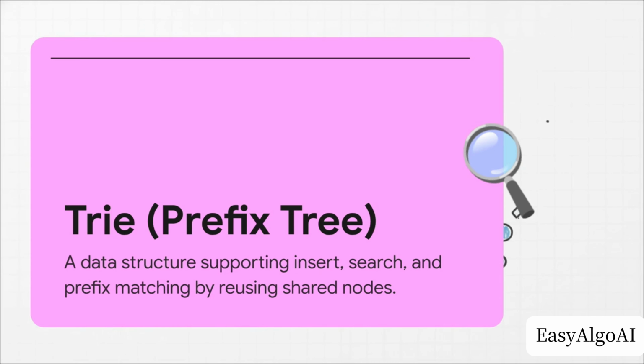Well, enter the trie. It's often pronounced trie, though some say tree, but it's also known widely as a prefix tree. This is our hero data structure for today. It is designed specifically to solve this exact redundancy problem, and it does it so elegantly. By reusing shared nodes, a trie supports remarkably fast insertions, exact word searches, and prefix matching, all while keeping our memory footprint as absolutely tiny as possible.